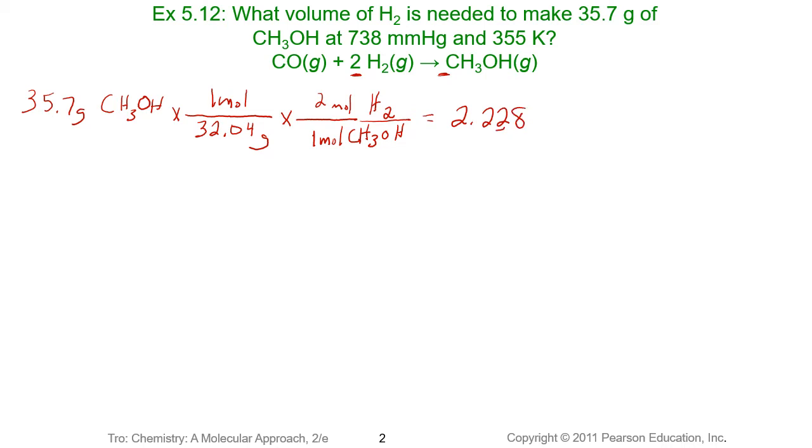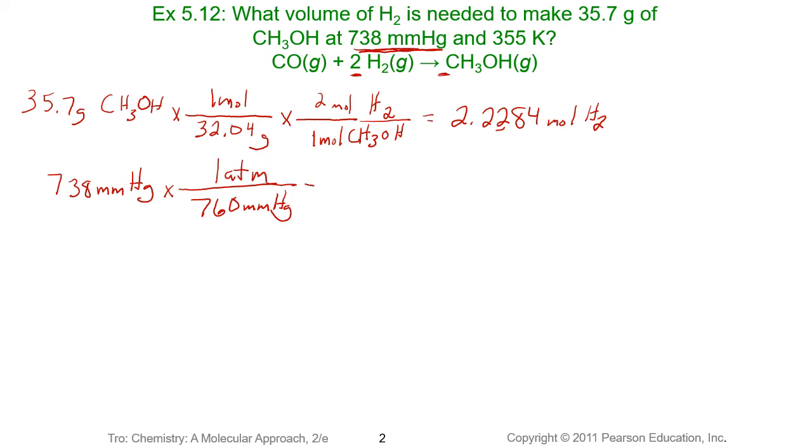We find that it takes 2.2284 moles of hydrogen gas to make 35.7 grams of methanol. But we're trying to find a volume, not the number of moles. So now we can convert, using our ideal gas equation, into a volume. We are going to have to do a conversion for the pressure. 738 millimeters of mercury. There's 760 in 1 atmosphere. So we have 0.97105 atmospheres.